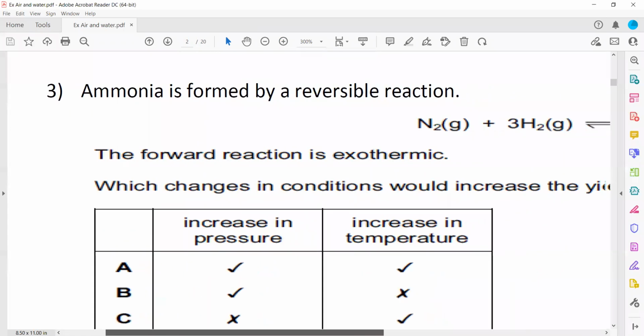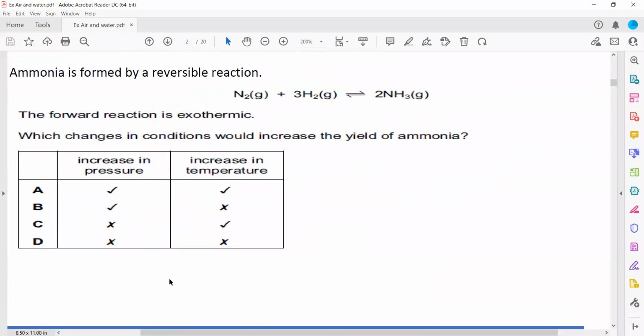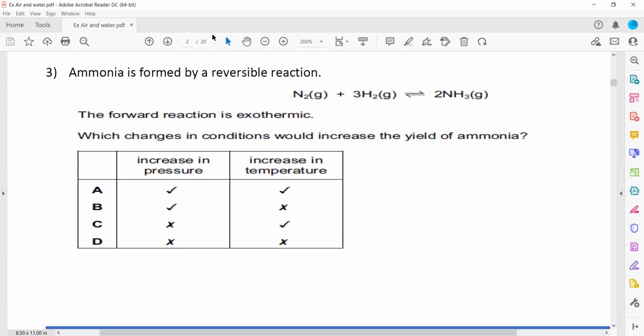Then, ammonia is formed in a reversible reaction when nitrogen reacts with hydrogen. The reaction is exothermic. Which change in the condition would increase the yield? Yield means the amount of the product, or which one will shift the equilibrium toward the right hand side. If we increase the pressure, we have one mole and two. So increasing the pressure shifts the equilibrium towards the right, so yield will increase, that's true. But if we increase the temperature, the forward reaction is exothermic.